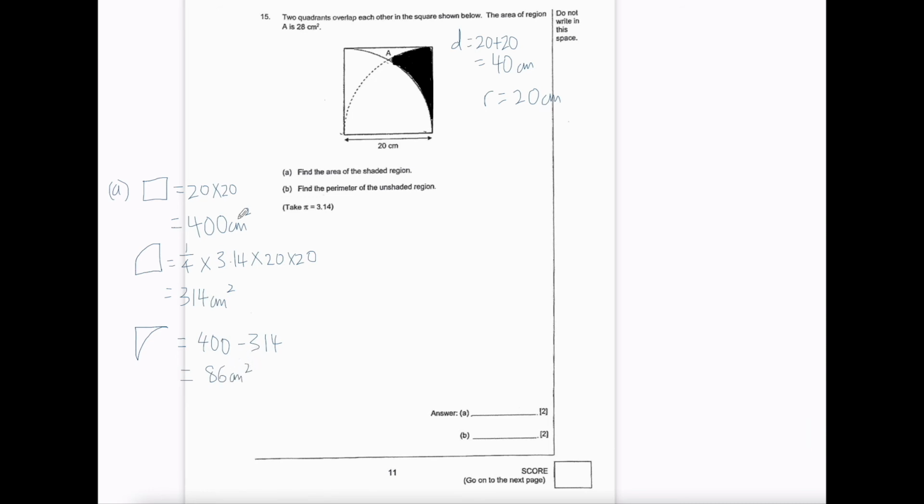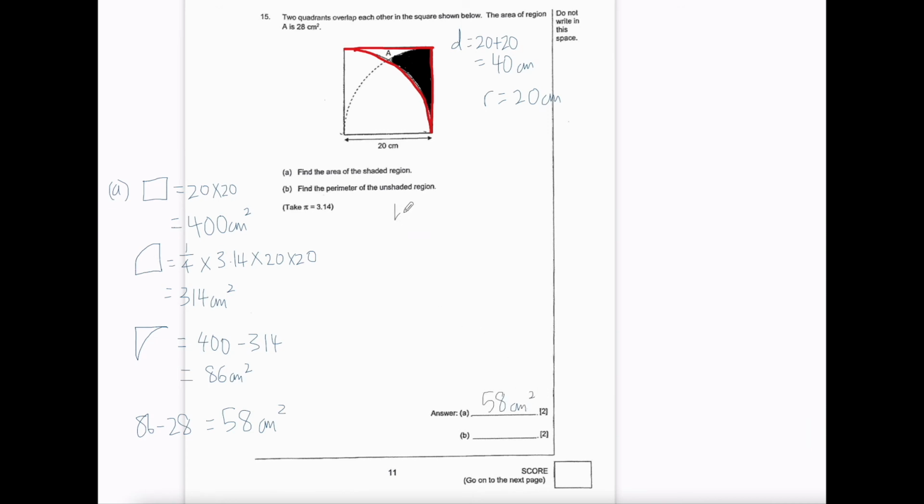Okay, so I'm going to shade it in red. So this part here is 86 cm². And in order to find out the area of this shaded part, I'll just take 86 minus away A. So 86 minus A, which is 28, my answer would be 58. And I get 2 marks.